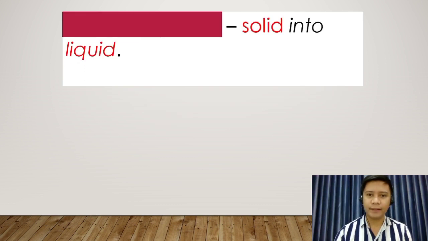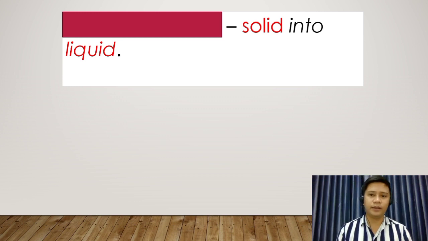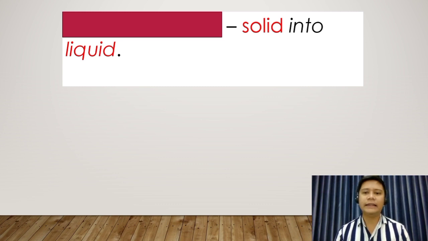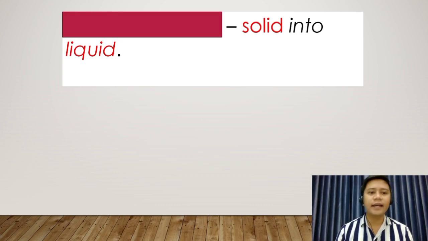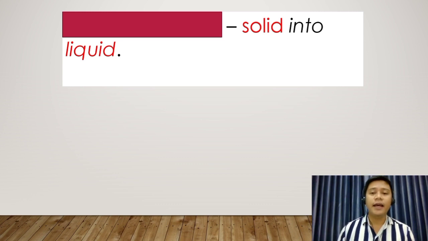Next, so let's go. This one. So everybody read first one. Solid into liquid. Solid into liquid. So first, can you spell solid? S-O-L-I-D. Very good. Next, can you spell liquid? L-I-Q-U-I-D. Liquid. Very good. So again, read solid into liquid.